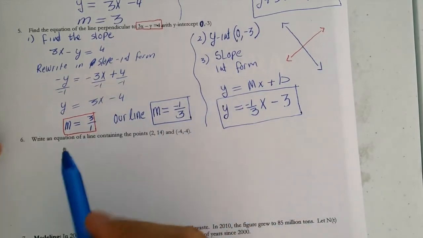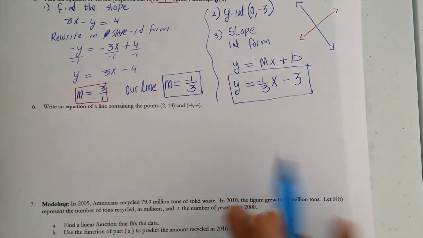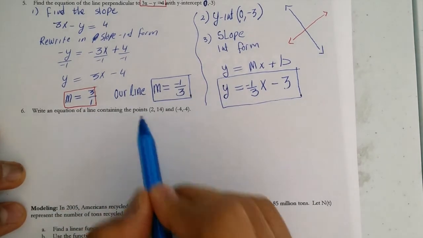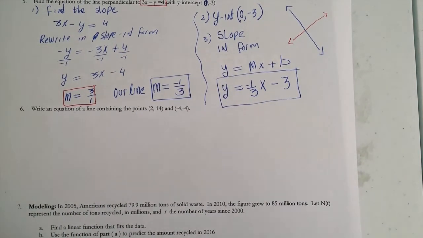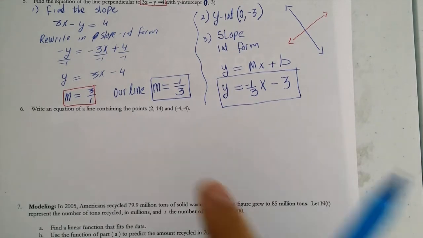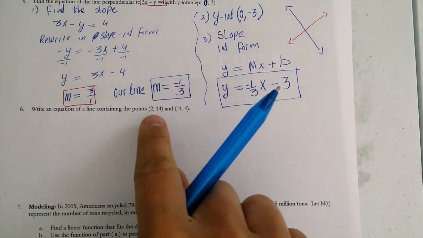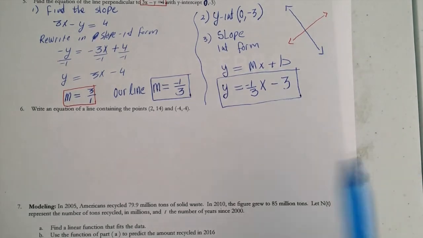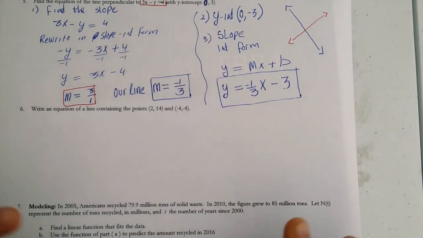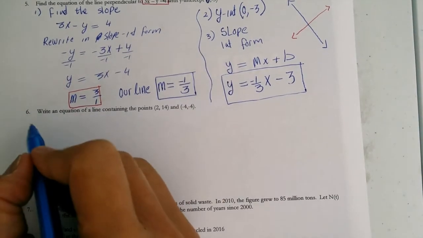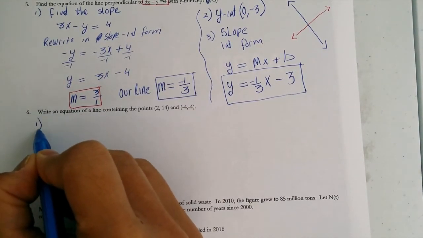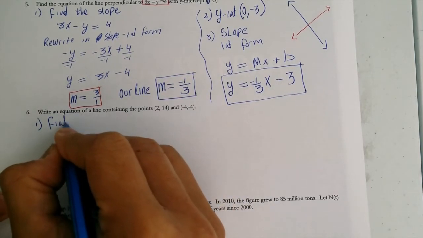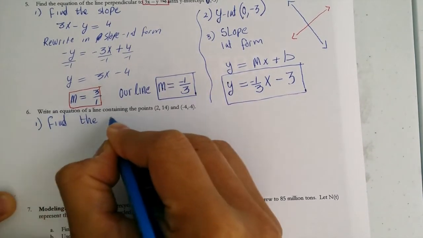All right, a couple more challenges. Write an equation of a line containing 2 points. So here it is, guys. The line we're looking for is going to go past these 2 points, and they want us to write an equation to describe that line. So we always start with the basic form. Find the slope. Or what is the slope?